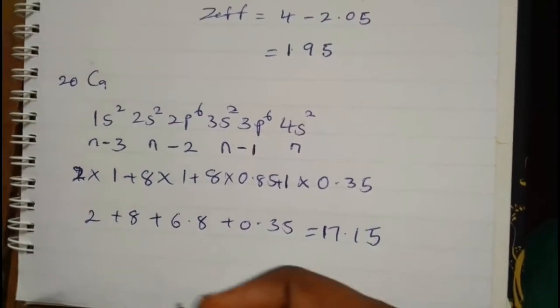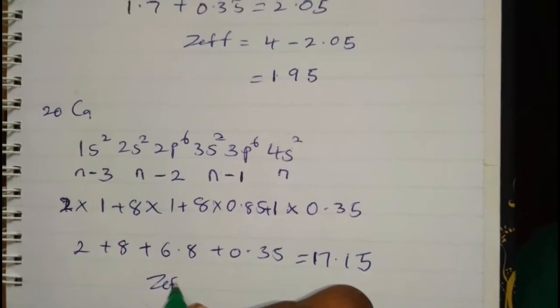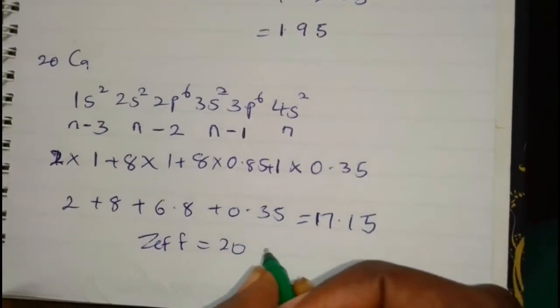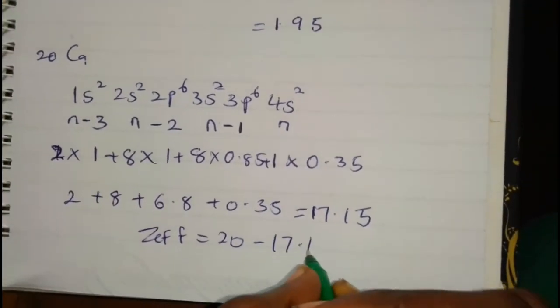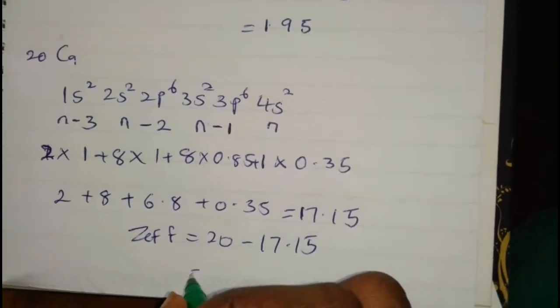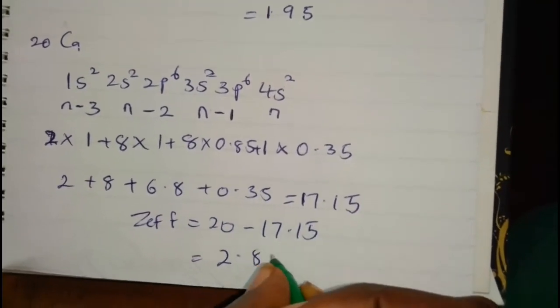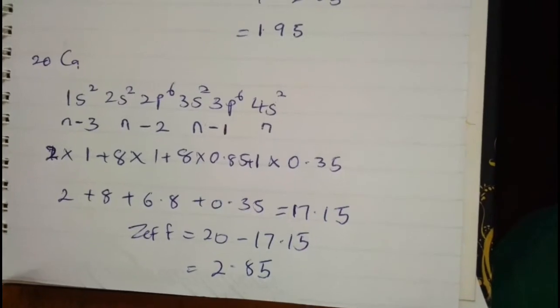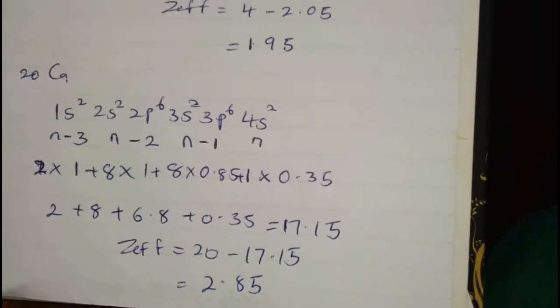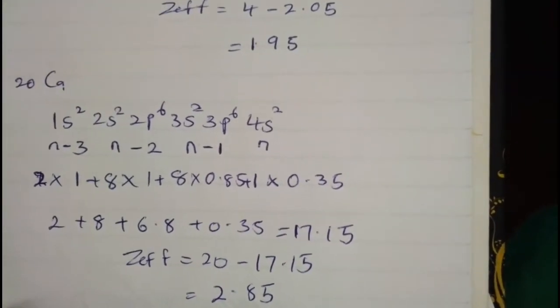So let's now calculate for the Zeff. Zeff will now be 20 minus 17.15, and that will give you 2.85. So that means the Zeff for calcium is 2.85. So let's check for the last one.